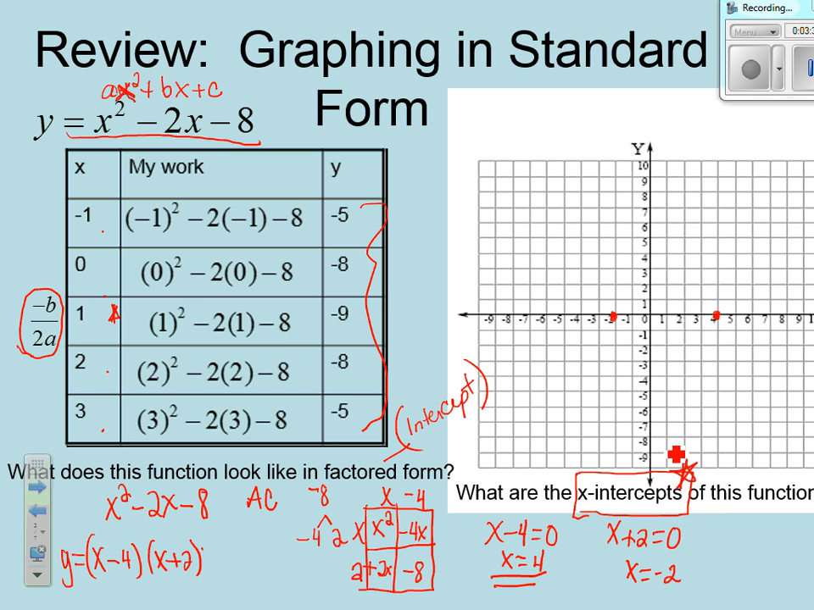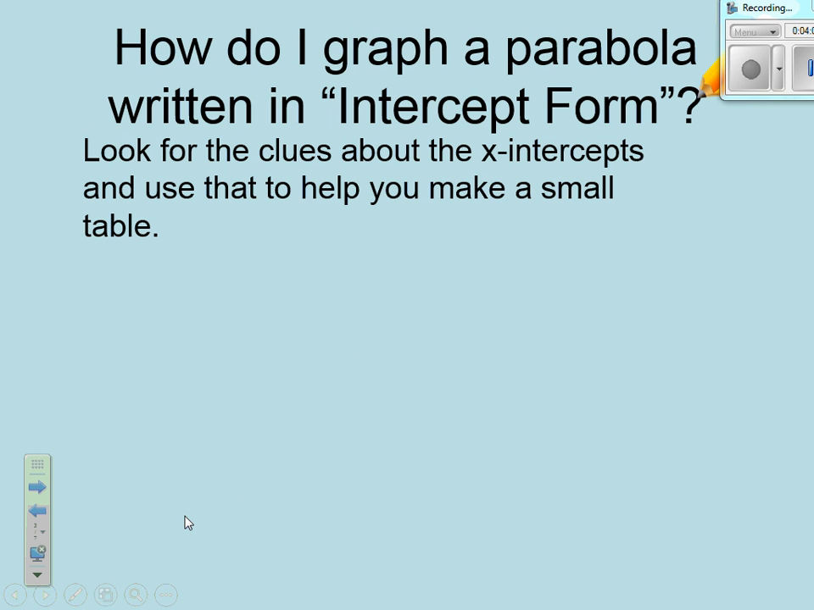And if I just had my vertex, 1, negative 9, all I would need are those 3 points to make a nice parabola. So I don't need 5 points to graph a parabola. And in intercept form, I'm already given 2 points. So when you are given the graph in factored form is what we're going to do right now.